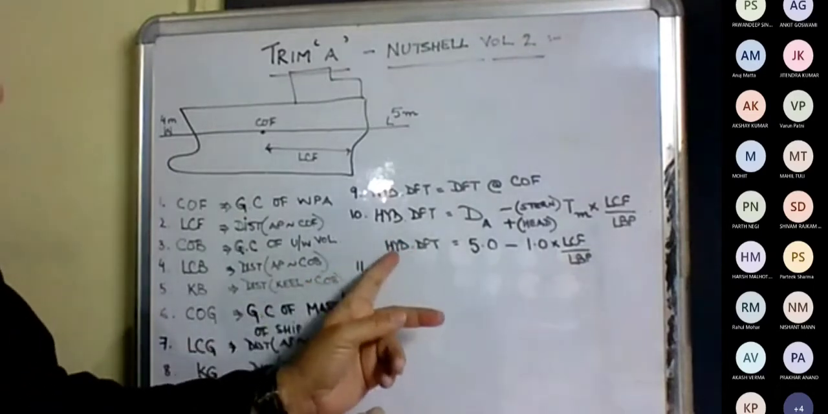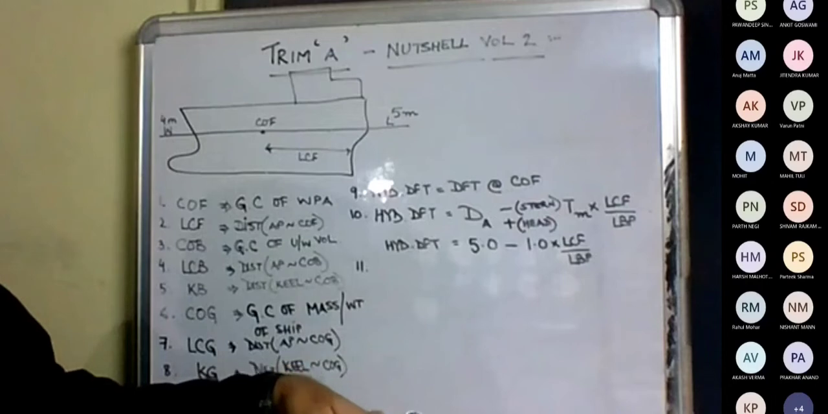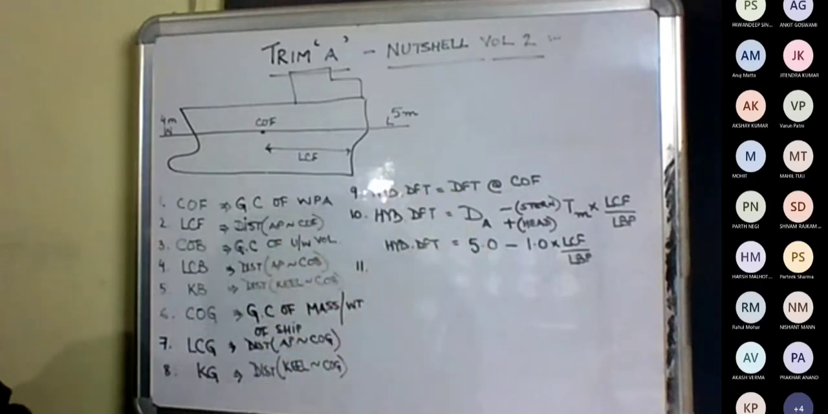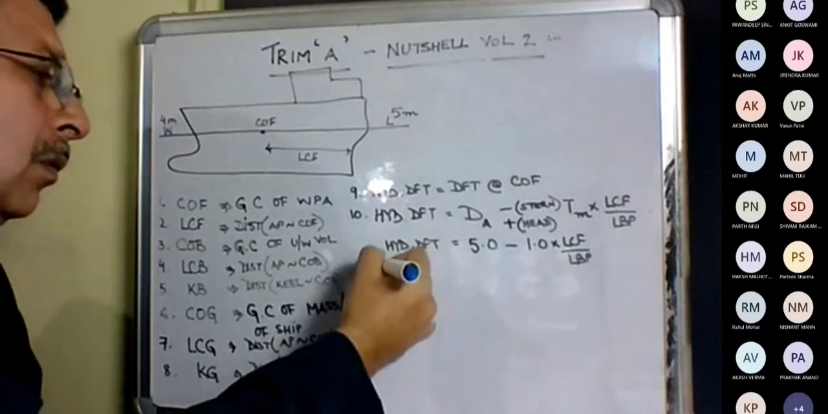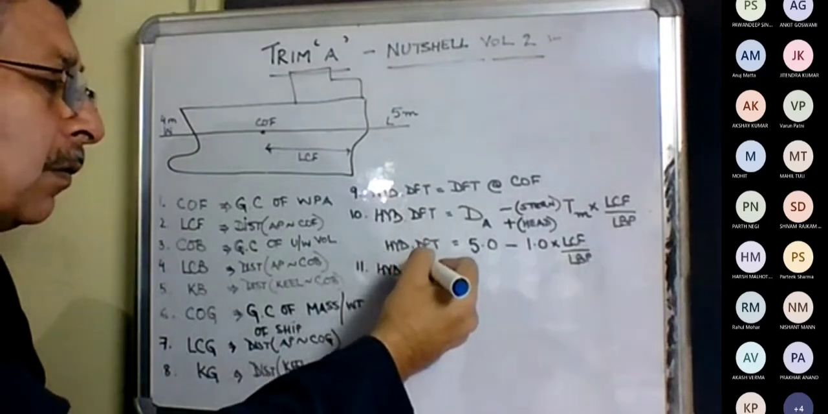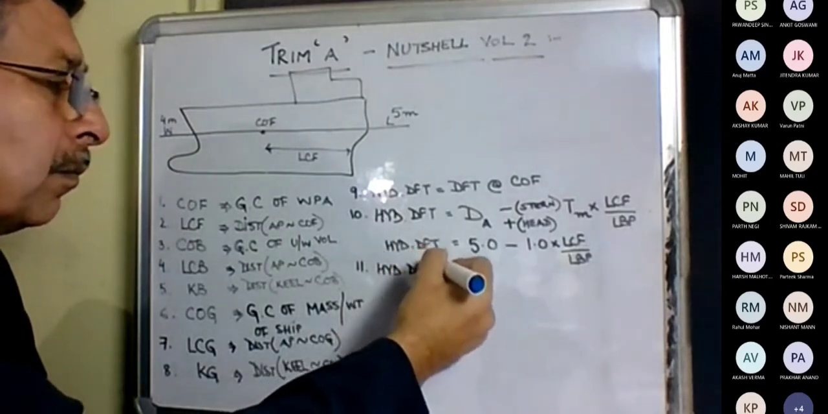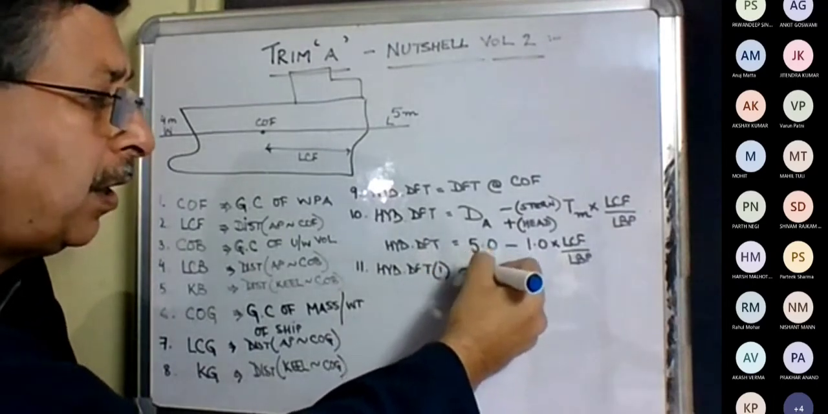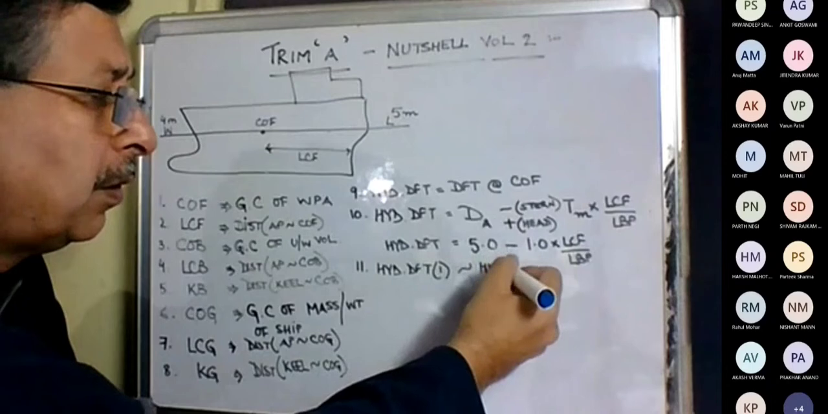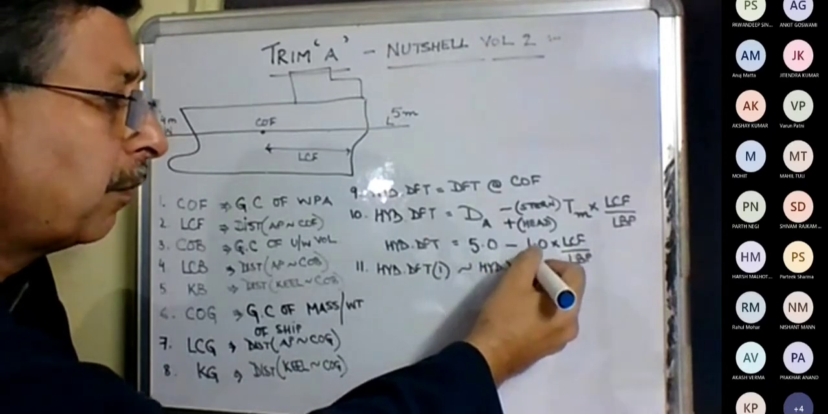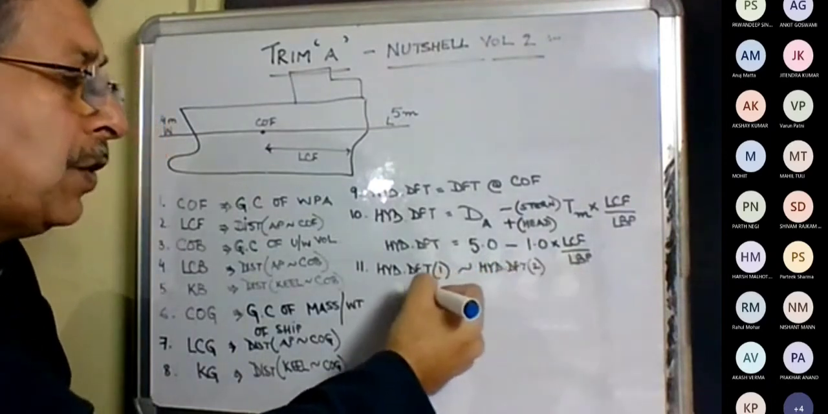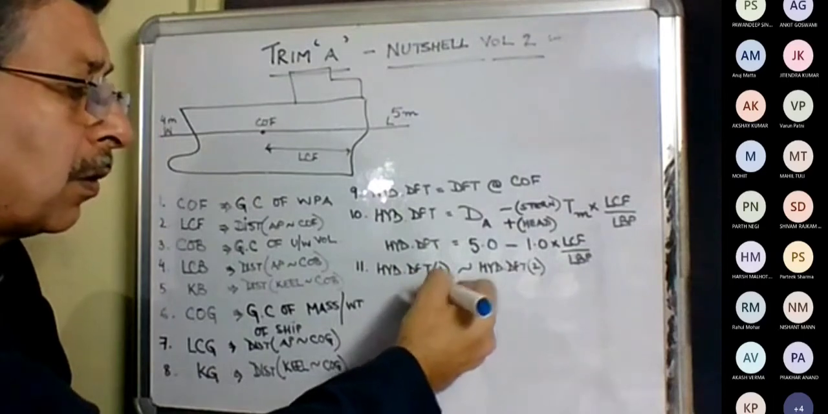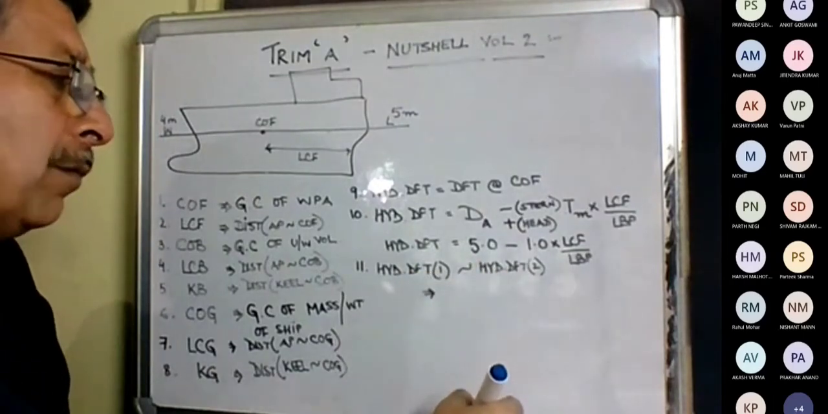Hanji. So hydrostatic draft is calculated in this manner. Now, hydrostatic draft taken in the morning and hydrostatic draft taken in the evening. Difference of the two hydrostatic drafts will give me what?